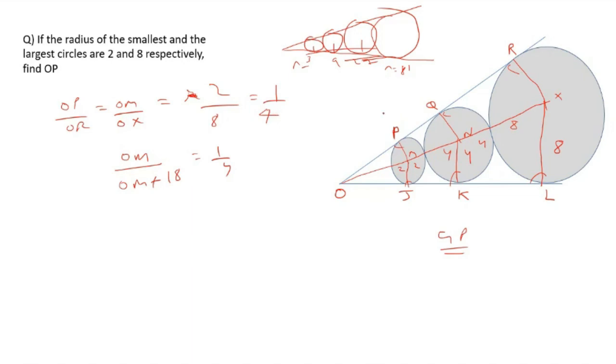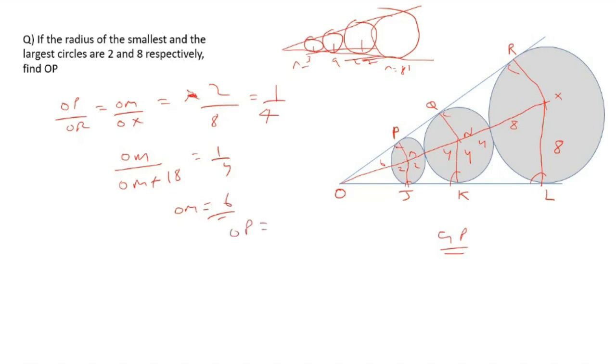But my idea is to, now that I can't do that, use these radii to figure out this length, because these are anyways proportional. So OM plus 18 would be OX. So from here I can find out OM. OM will be equal to 6. So this I know, OM is 6. This I know is 2. OP I can figure out.